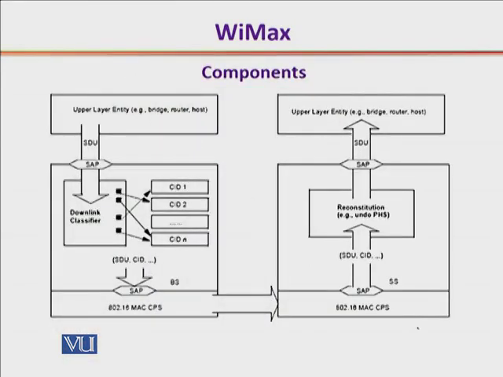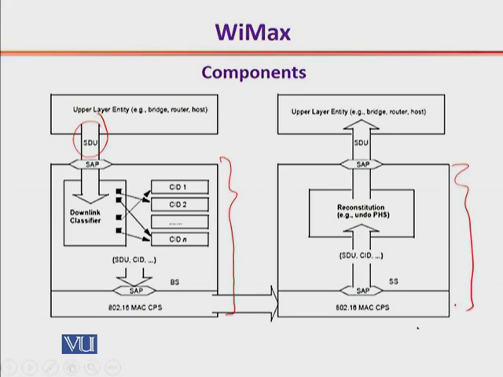Let's look at the components and the basic working of WiMAX in the figure. Here we see that regardless of the upper layer technology, the upper layer passes a subscriber data unit to the main WiMAX implementation, which is there on the base station and on the subscriber station. So we are seeing a scenario in which the base station is sending traffic, which is the downlink, to the subscriber station in such a way.